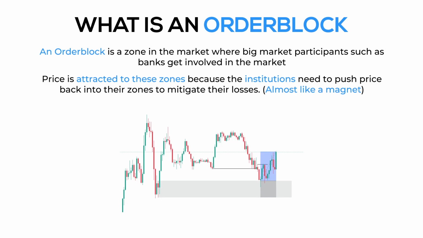An order block is a zone in the market where big market participants such as banks get involved. Price is attracted to these zones because institutions need to push price back into the original zones to mitigate their losses. So essentially, if the banks want to get involved, they need to create something called an order block. All an order block is, is a blueprint or a trail that the banks are leaving behind that we can follow to enter where they are mitigating the losses.